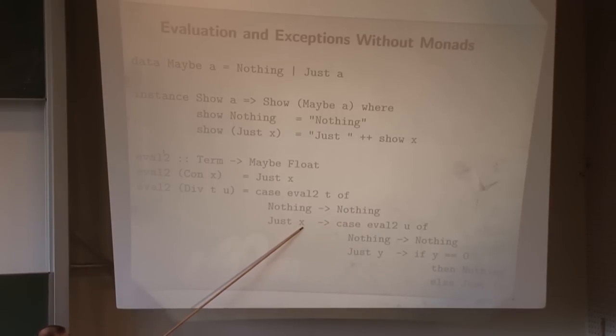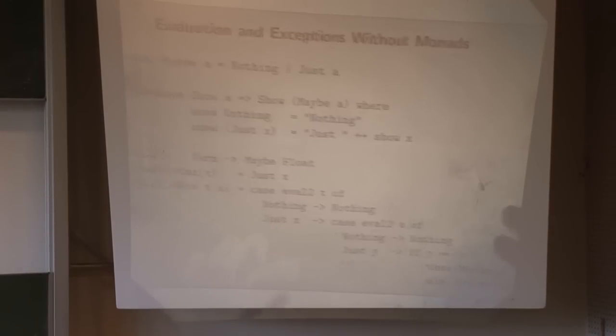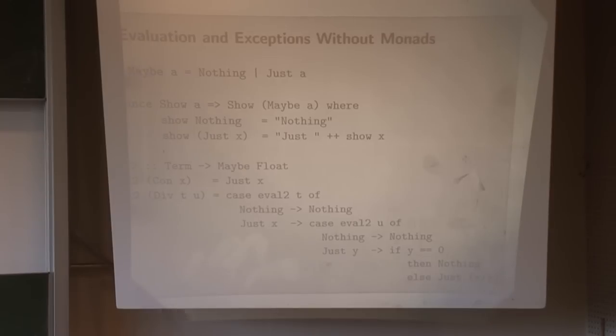If evaluation of t works properly, then we evaluate u. Now again, evaluating u might lead to a program error because to evaluate u, maybe we have to divide by 0. In this case, we would get nothing here, and we should return nothing. And if evaluation of u also works fine, then we should now divide x by y. However, we should not do it if y is 0. So now we test whether y is 0, and if it is, then we should not evaluate anything but return nothing. And if it's not 0, we should return the object just x divided by y. So now we would get x divided by y, but with a just before.